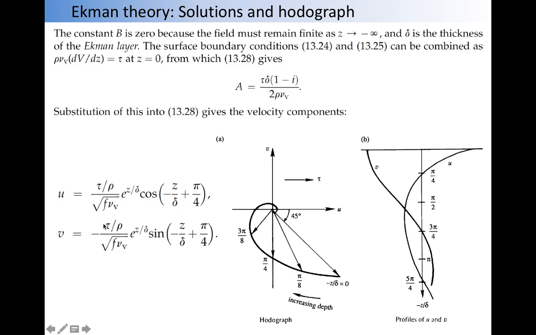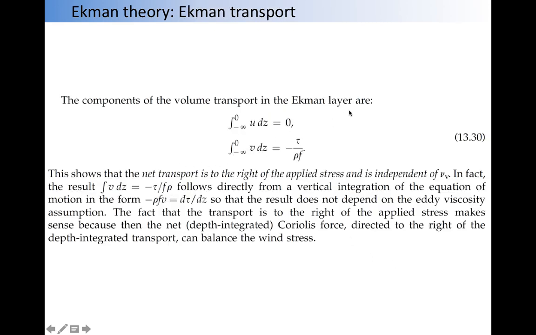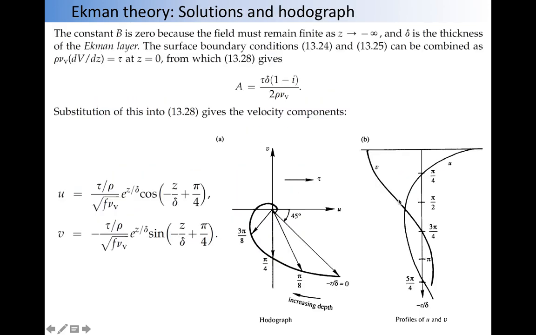So if you have the U and V profile, you can integrate over the Ekman layer. If you consider volume transport, which is the velocity integrated over depth, you can come up with the water movement over the Ekman depth delta.